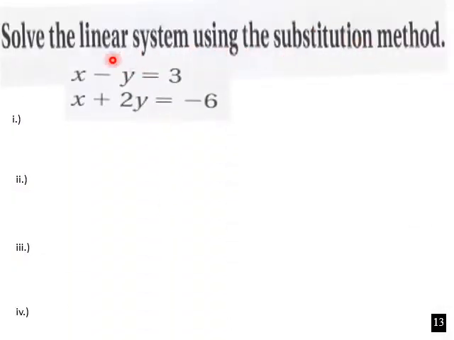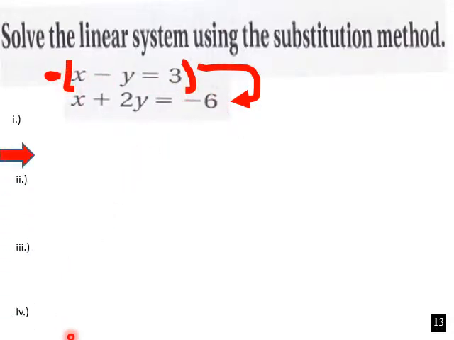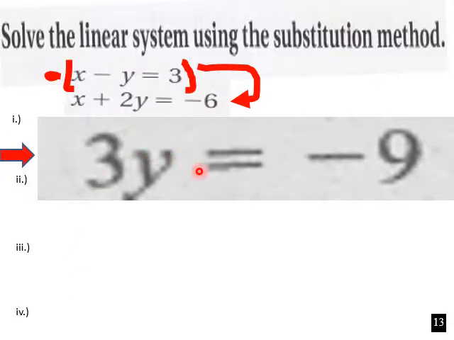Solve the linear system using substitution. So we're going to substitute now. We're going to say x minus y equals 3. Okay, so we're going to subtract that. We're going to put that into here. Okay, good. That sounds like a plan. Okay, 3y equals negative 9. How do we get that?